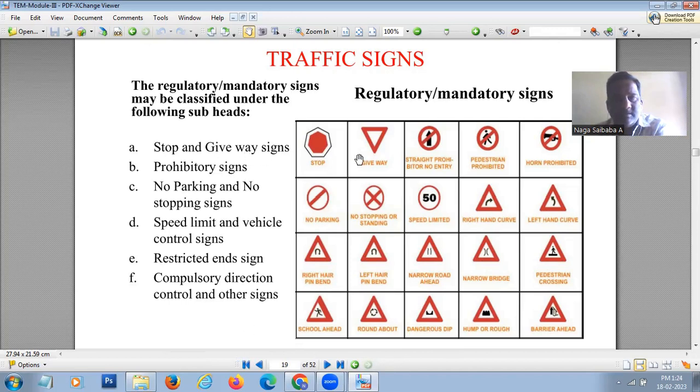Stop and give way signs. These are also known as prohibitory signs. No parking and no stopping signs. Speed limit signs and vehicle control signs. Restricted end signs. And compulsory direction control and other signs. These all come under regulatory and mandatory signs.